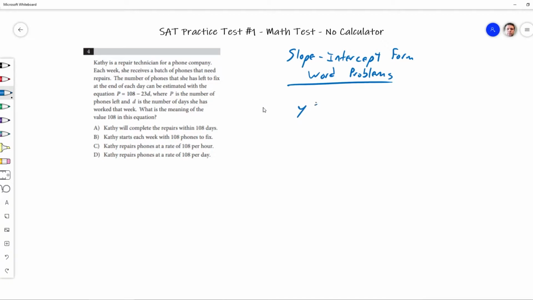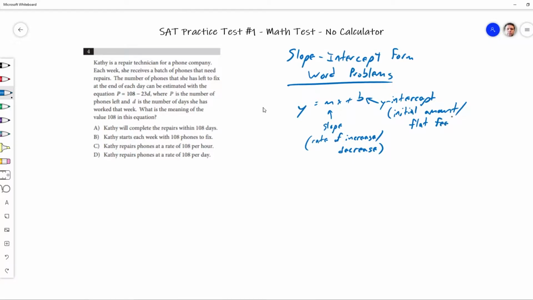If you guys remember from 8th grade and beyond, slope-intercept form is just y equals mx plus b. This m is your slope, but in word problems it's going to be your rate of increase or decrease. Your b, or your y-intercept, is always your initial amount or a flat fee. So like let's say you were renting a car and they were going to charge you $100 straight up, but plus $50 every day. The $100 would be the flat fee that you pay anyway, despite the daily cost.